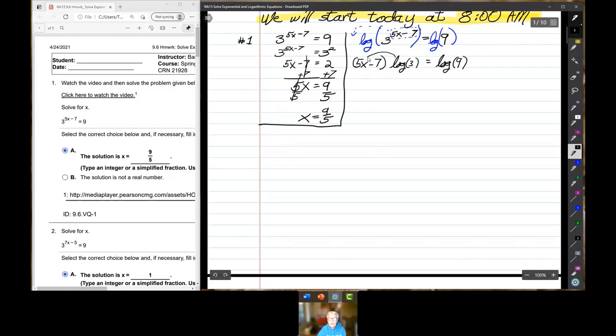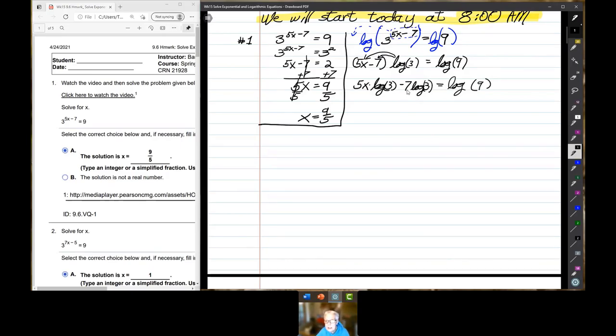So I'm going to apply log 3 to both of these terms. That is, I'm going to distribute. So I'll have 5x times log 3 minus 7 log 3 equals log 9. Okay, I look for all my terms that have x, because remember, in all this log stuff going on, it's x I'm trying to find.